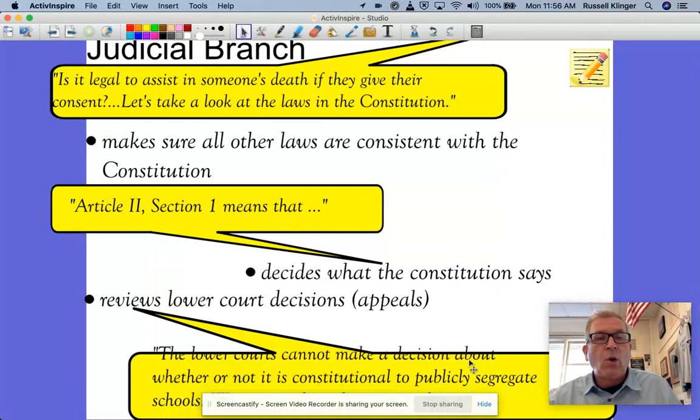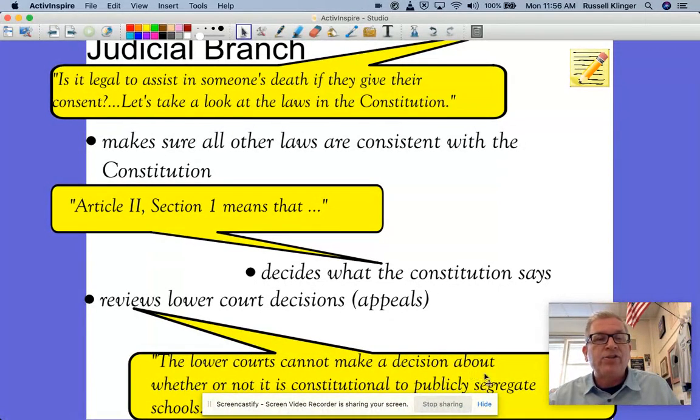So lower courts cannot make decisions about whether or not it is constitutional to segregate schools, for example. I mean, the Supreme Court decided in Brown versus Board of Education that segregation was wrong. And that, by the way, didn't happen until the 1950s, which is kind of a long time. Okay. But there's all kinds of court cases that we can talk about.